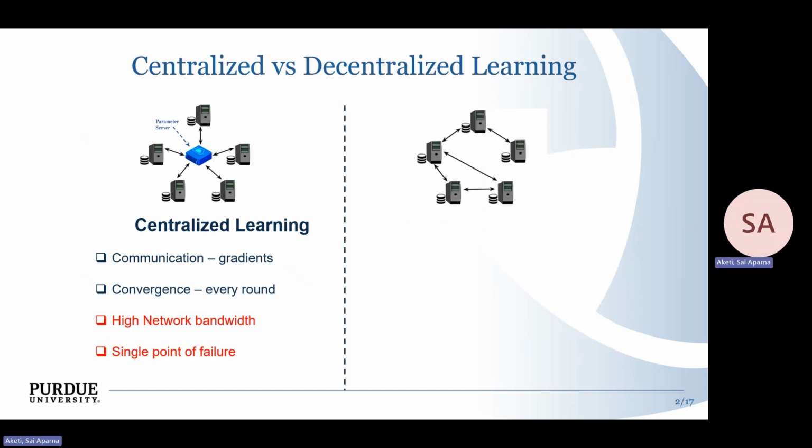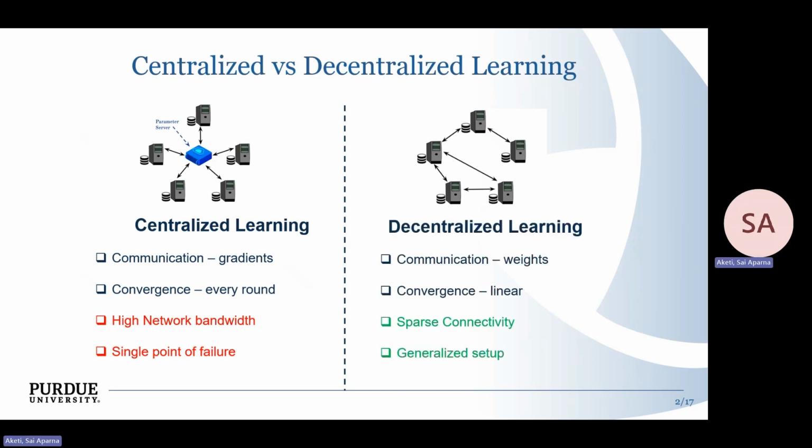On the other extreme, we have decentralized learning, which completely gets rid of the parameter server and the nodes are connected in a peer-to-peer fashion. Every node communicates the weights with its neighbors, and the convergence happens in linear amount of time with respect to the number of clients. These setups are known to have sparse connectivity and are more generalized because they can also realize a centralized setup. This project focuses on decentralized learning algorithms.